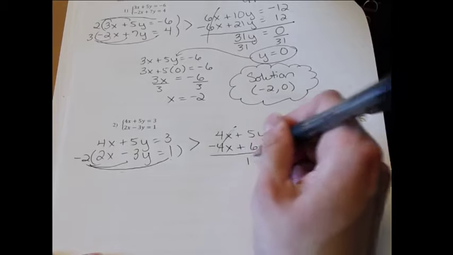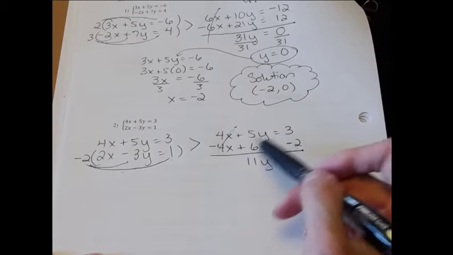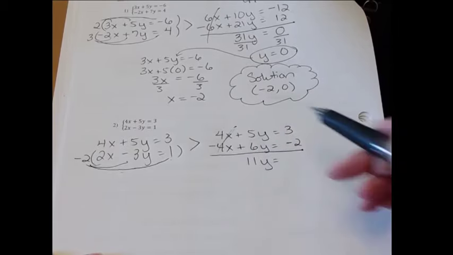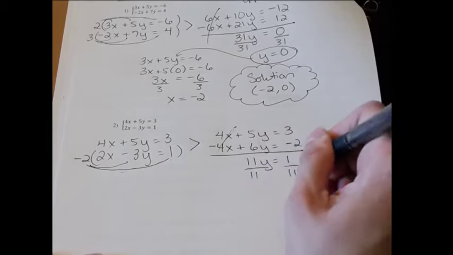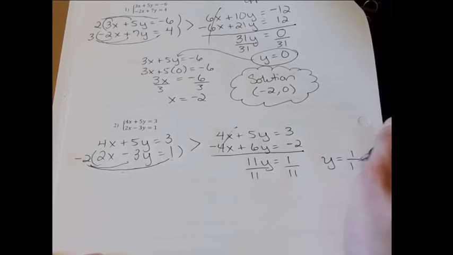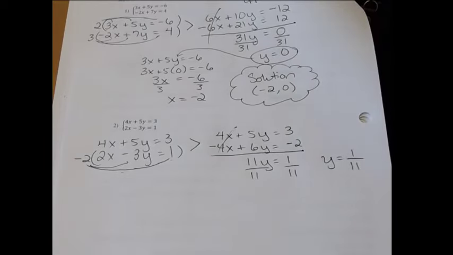And I have 11y, right? 5y and 6y is 11y. 3 minus 2 is 1. And I divide by 11, and I find that y is 1 over 11. Okay, that's fine, right? We have y as 1 over 11.